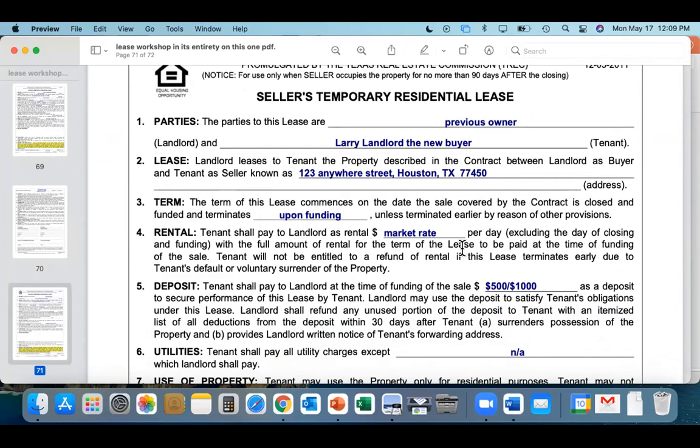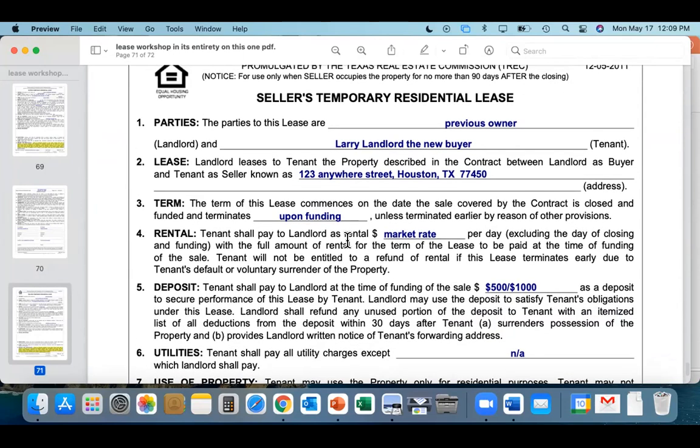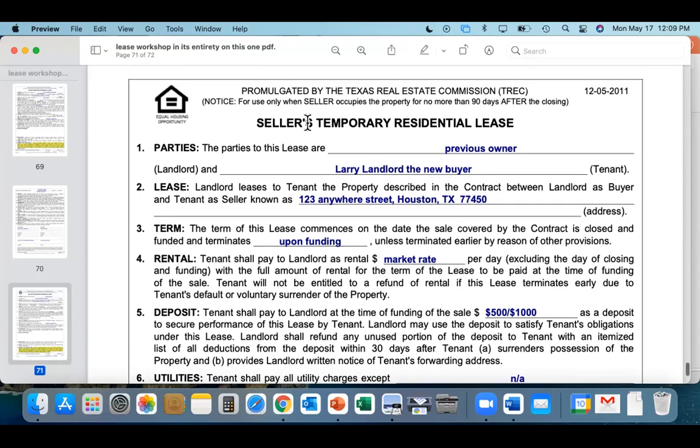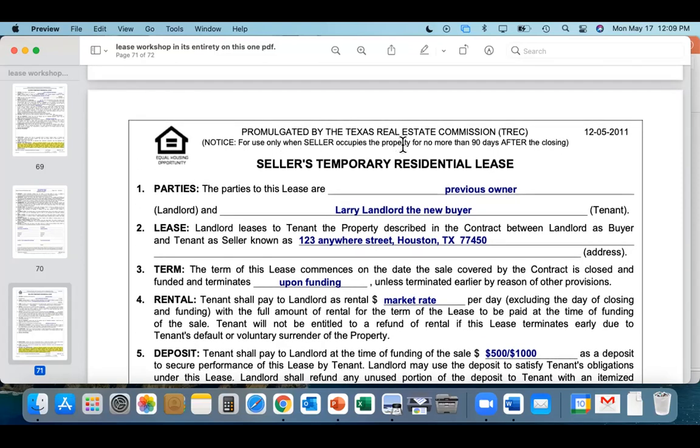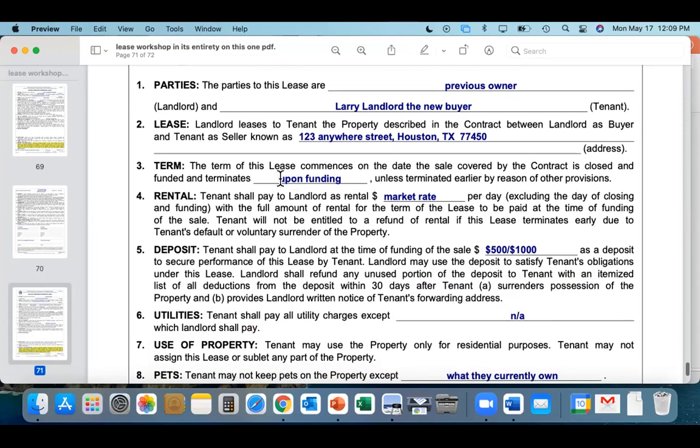Seller's temporary residential lease, this is very popular and widely used. Remember, again, this is just like the buyer. This is only good for 90 days. See up top, for use only when the seller occupies the property for no more than 90 days after closing. And this starts upon the funding.